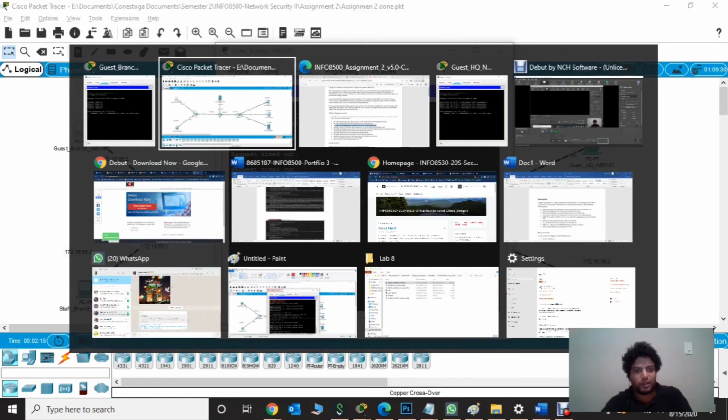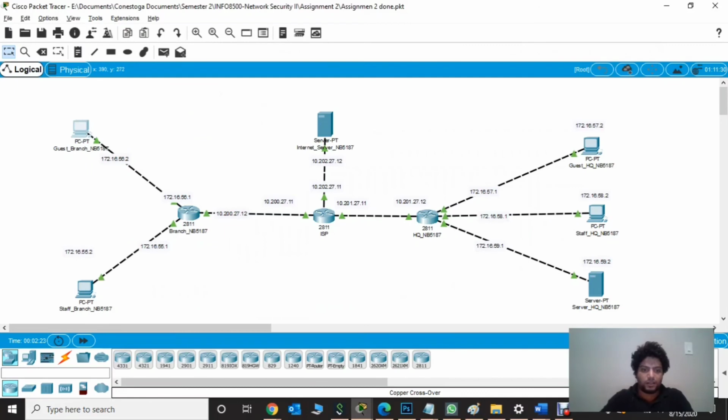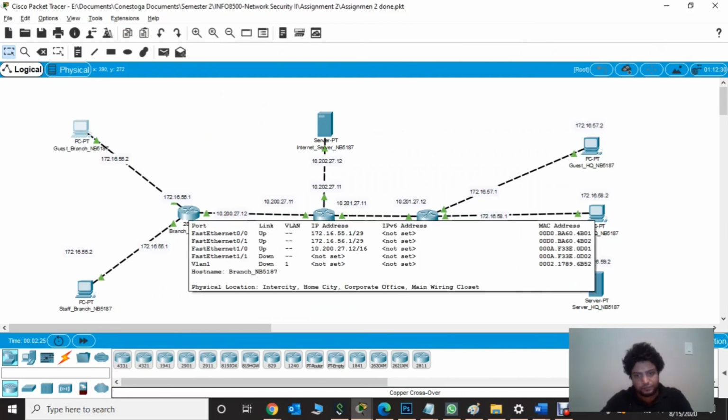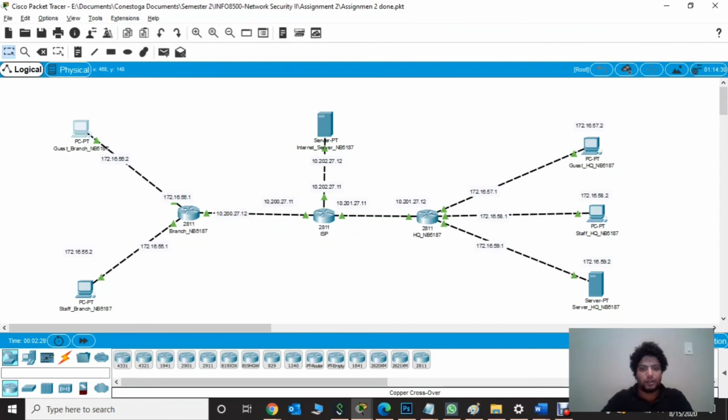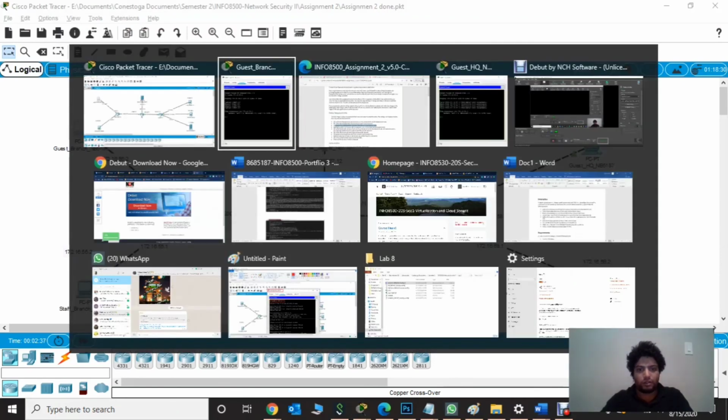The configuration can be seen in the running configuration of the routers of both branches, which I am uploading, and that will be all. Thank you so much.